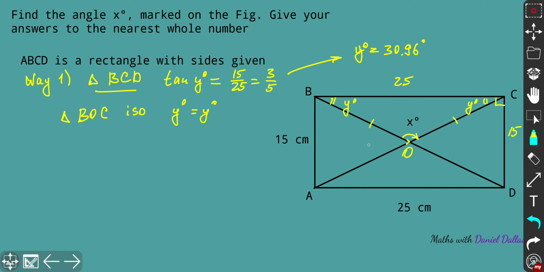From the triangle BOC, we can conclude that angle x is going to be equal to 180 minus 2y. So this is the way.